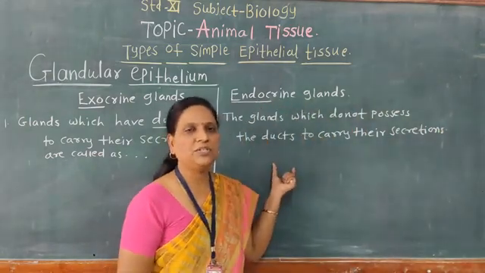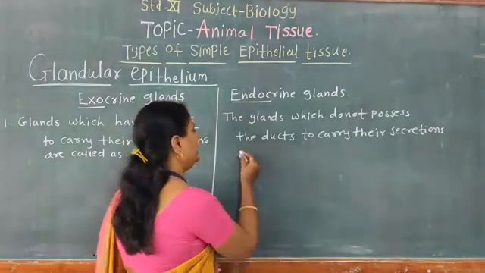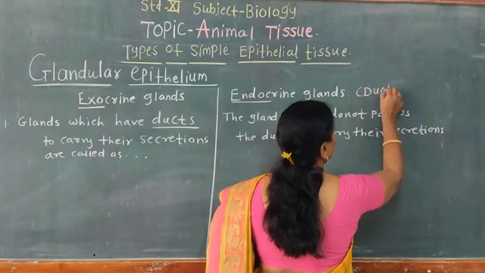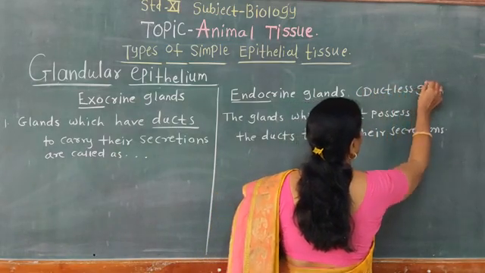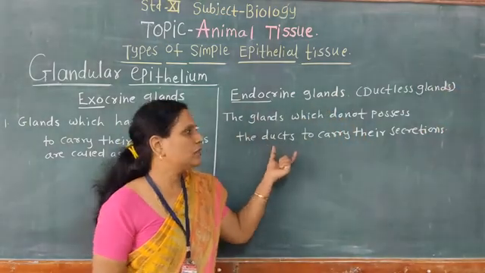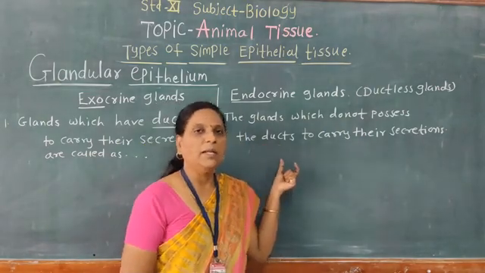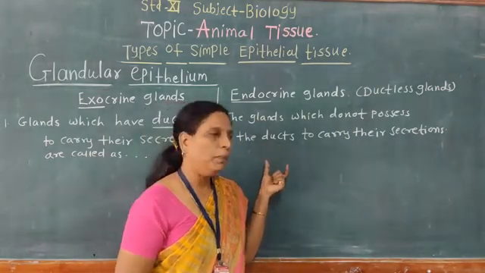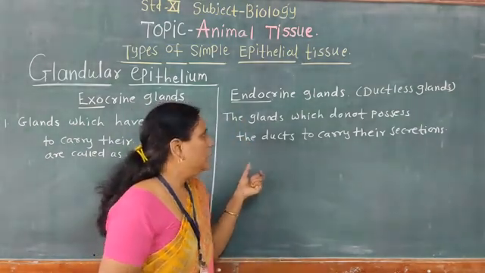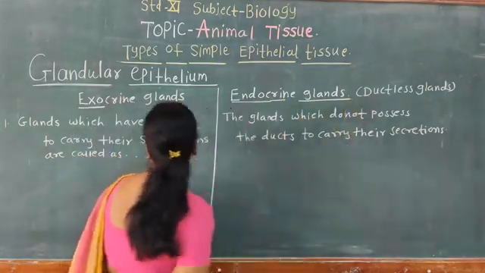They pour their secretions directly into the blood. Such glands are called endocrine glands. In short, they are also called ductless glands. They do not have ducts to carry their secretions. So their secretions, mainly the hormones, are directly poured into the blood, and from the blood they are carried towards the target organs. Such glands are called endocrine glands.